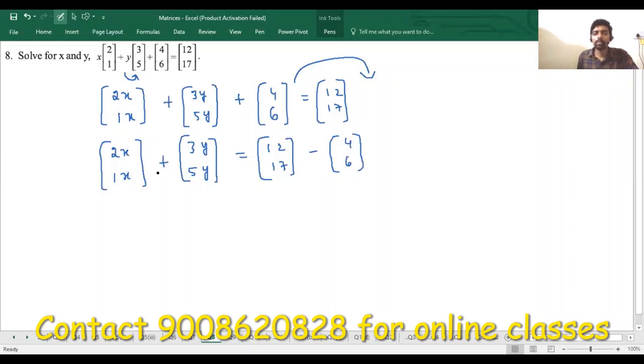So now guys, in between, what is the sign here? Plus, correct? So now I will add these two. I'll perform addition operation here. So 2x plus 3y, and here add this, guys. So 1x plus 5y equals, I'll subtract these two matrices because in between, what is the sign? Minus, correct? So 12 minus 4 is 8. 17 minus 6. So guys, how much is 17 minus 6? 11. Correct?